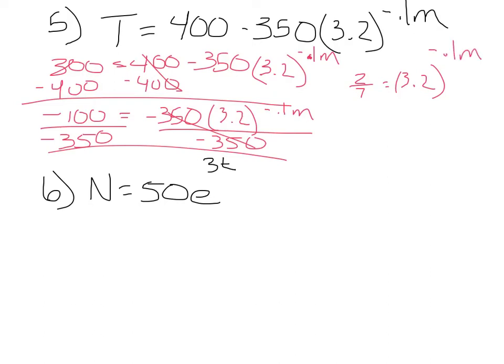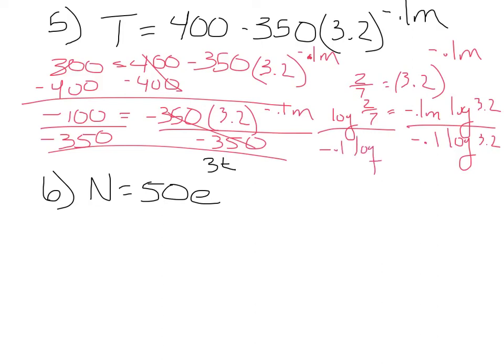Because I can't find a common base like I could in number 4, and the base is a number, I have to use logarithms. So it would be log of 2/7 equals negative 0.1 m log 3.2. To solve for m, divide by negative 0.1 log 3.2. On the right-hand side, you're left with an m. On the left-hand side, rounded to the nearest minute, is 11 minutes.